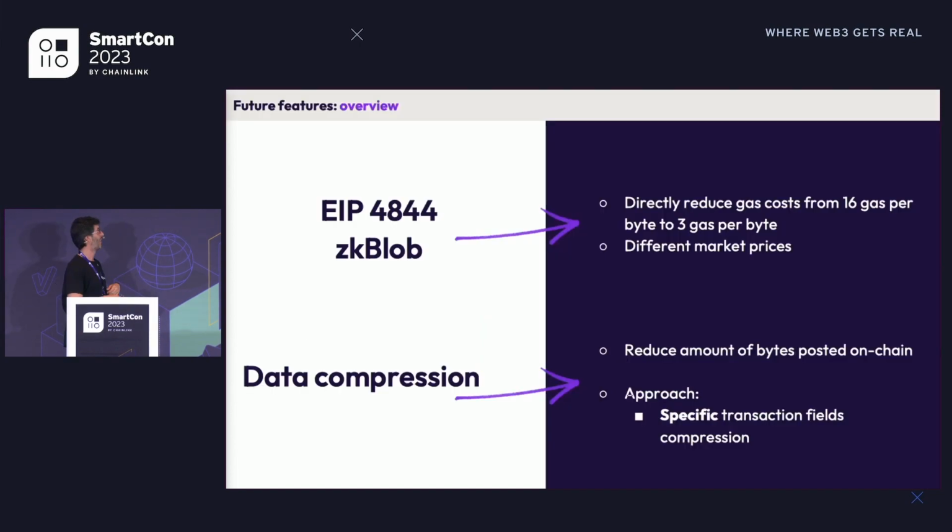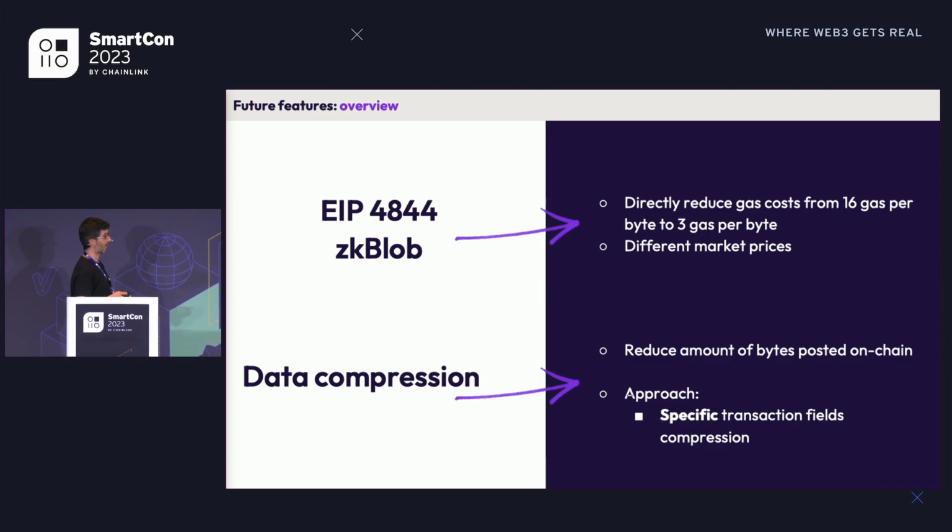So what about the future? Well, you may know that the future basically is EIP-4844. What we will do is add a new circuit that we will call zkBlob, and this circuit will manage the Ethereum blob. This is very important because it will reduce the gas cost for data availability from 16 gas to 3 gas per byte. And basically this will carry over to the layer 2 transaction cost for users. If the data availability cost reduces, the layer 2 transaction cost will reduce in the same way.